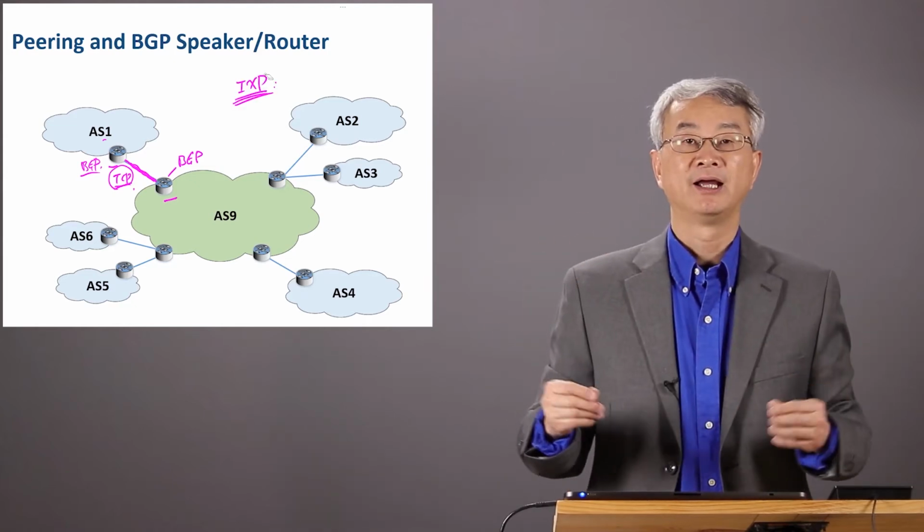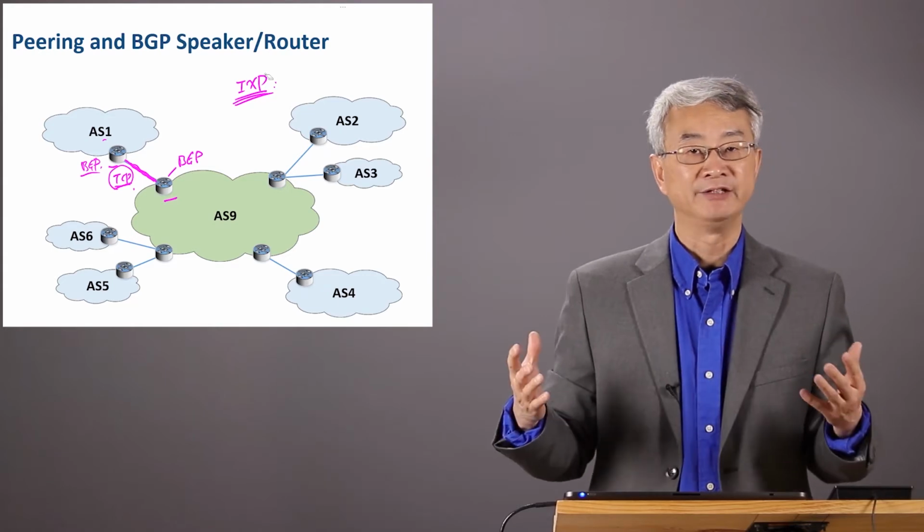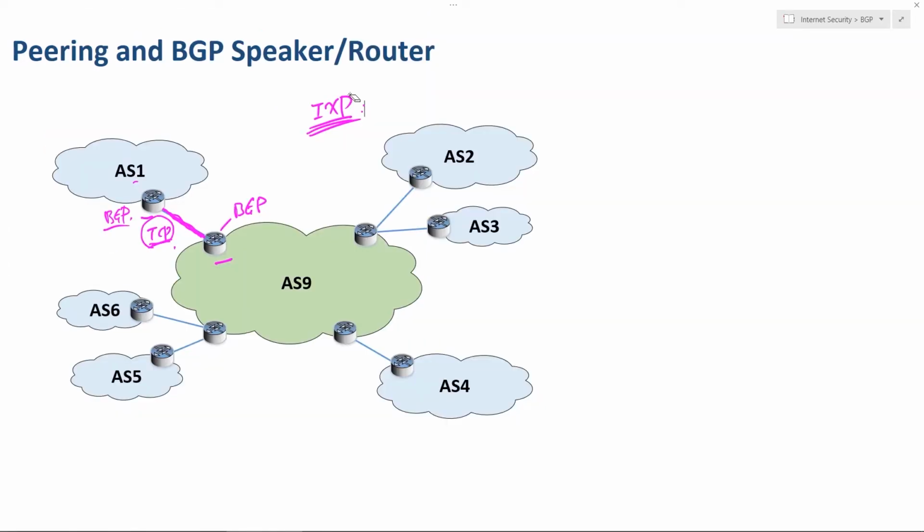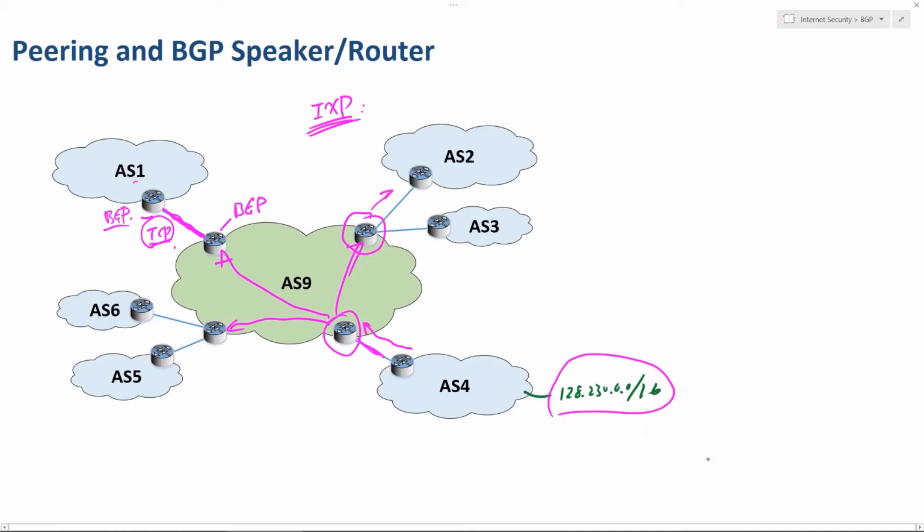Once they have peered, they will disseminate information to each other. For example, here, I know how to reach this IP address, 128.230.0.0/16, and through the peering I will tell you. This BGP speaker is going to disseminate the information to its own peers internally, and they're going to further disseminate the information regarding this network to the outside world.